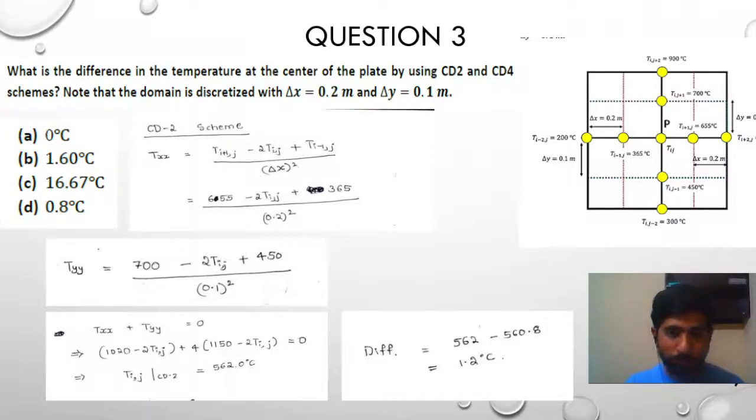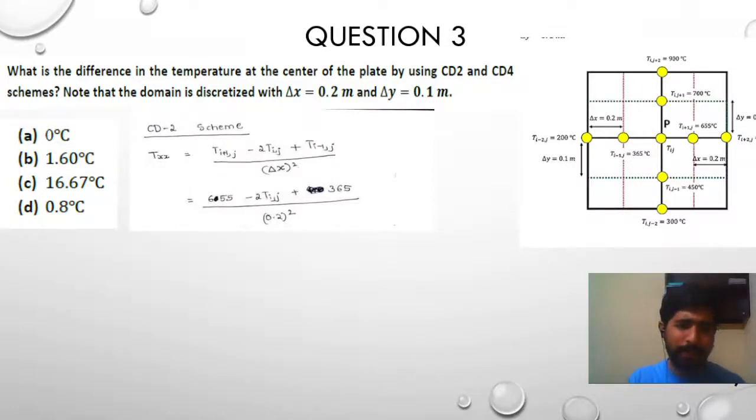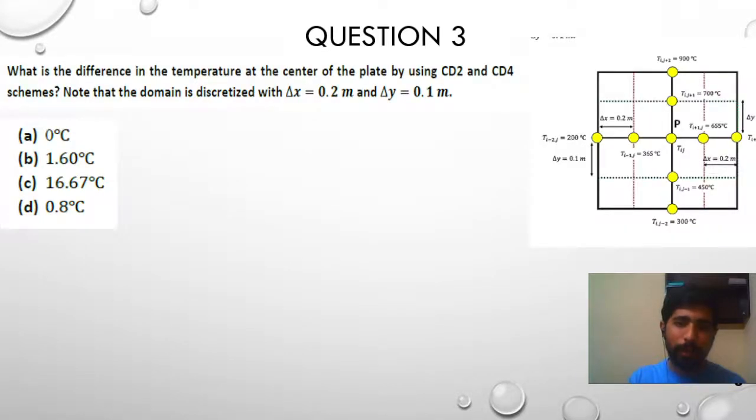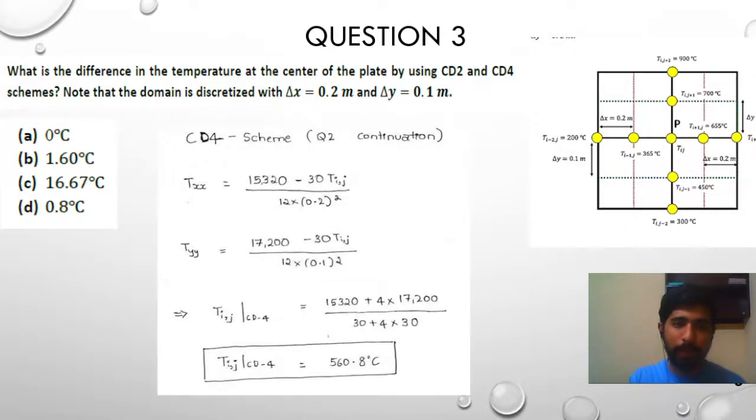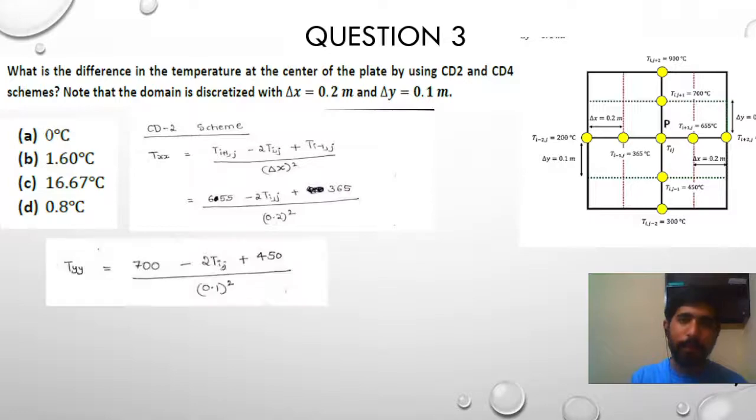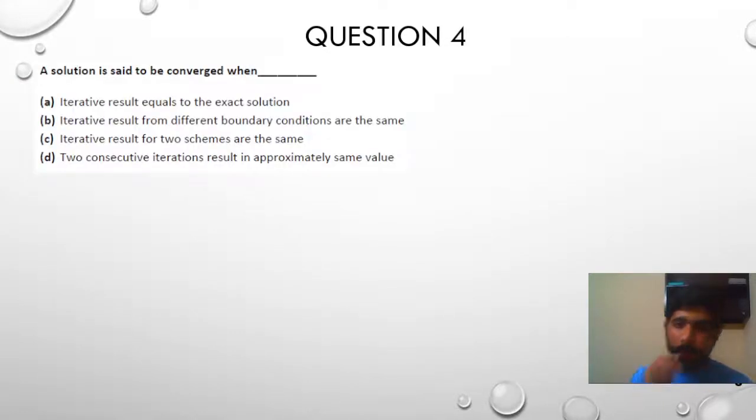I will be attaching these solutions also. This PPT will have the solution. You can go through it. So let us go to the next question. A solution is said to be converged when. So what should be the correct answer for this?